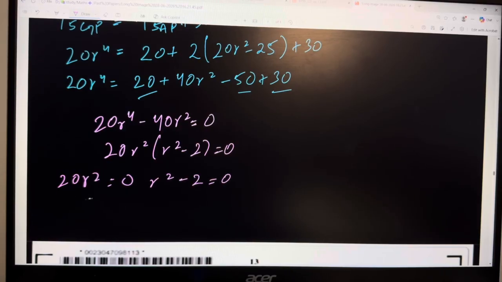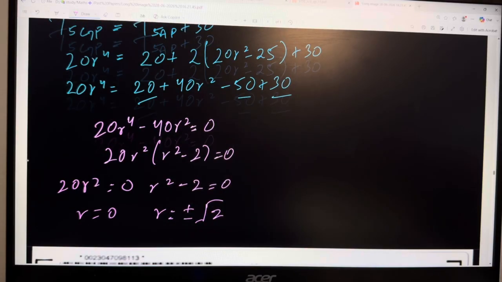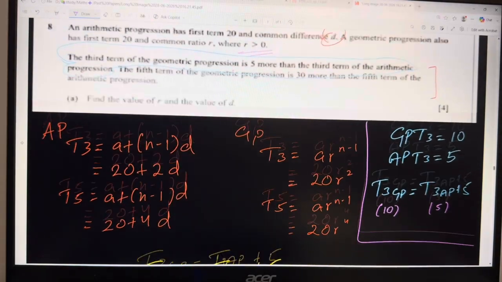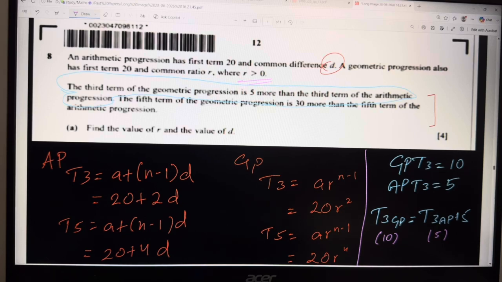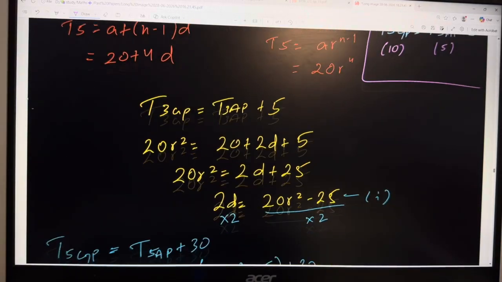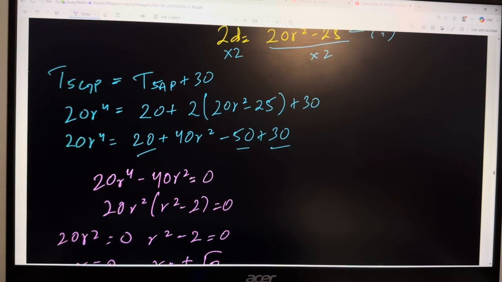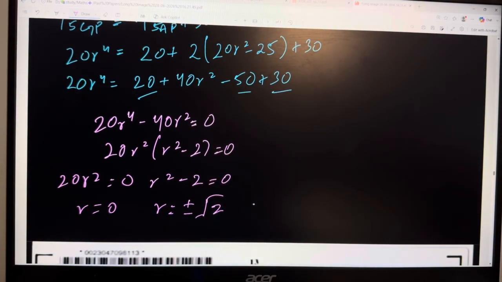Then this becomes 20r² = 0 and r² − 2 = 0. Alright, so this just becomes r = 0, or r = ±√2. Can it be anything, or is there a restriction? Oh yeah, r is greater than 0 right here. So there's some restriction you have to keep in mind. So r is a positive constant. That means that r = √2.